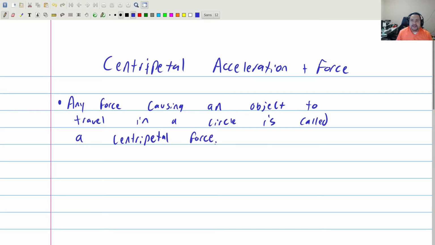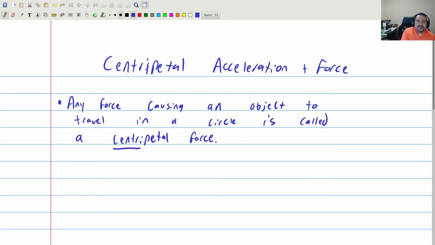So, for instance, when I'm swinging the rubber stopper around on the fishing line, tension in the string is the centripetal force. When the moon travels around the Earth, it's the Earth's gravity that provides the centripetal force. Anytime anything goes in a circle, there is a force that is causing it to go in that circle, because naturally it would just keep on moving in a straight line. Objects in motion stay in motion, right? So, in order to go in a circle, you need a force to constantly be changing that object's velocity.